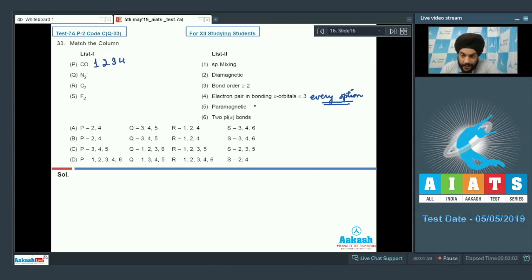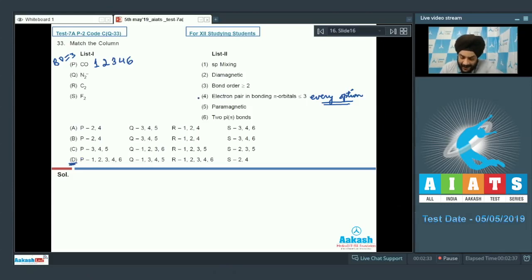If you talk about the fifth option now, paramagnetic, it is diamagnetic and it will not be a match. If you talk about the last option, 2 pi bonds, this will also be a match, students. The bond order is equal to 3 in this case. So the sixth option will also be a match. So the correct matching with option P is 1, 2, 3, 4 and 6. We can clearly see that this is given in the D option. Let us check the other options now.